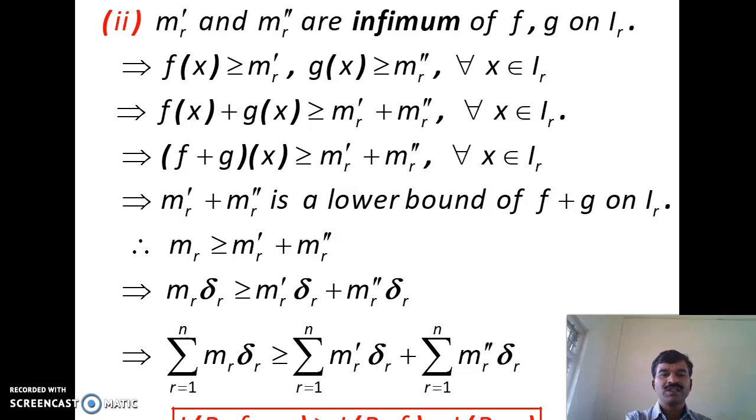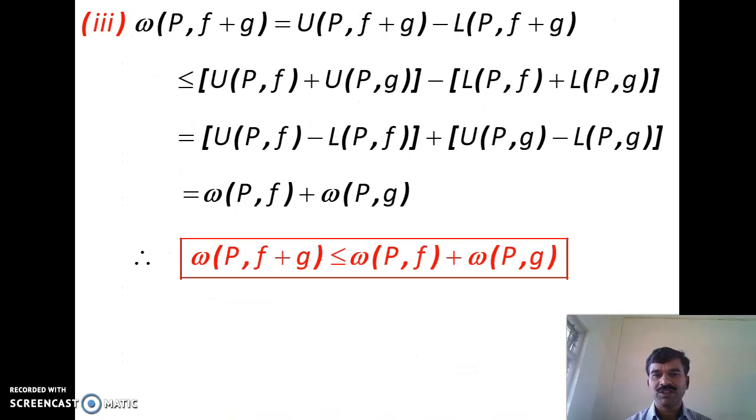Therefore m_r should always be greater than or equal to m_r' plus m_r''. Multiplying by delta_r and summing, we arrive at the lower sum of f plus g being greater than or equal to the lower sum of f plus the lower sum of g. And similarly we can prove this relation: the oscillatory sum of f plus g is equal to the upper sum of f plus g minus the lower sum of f plus g.